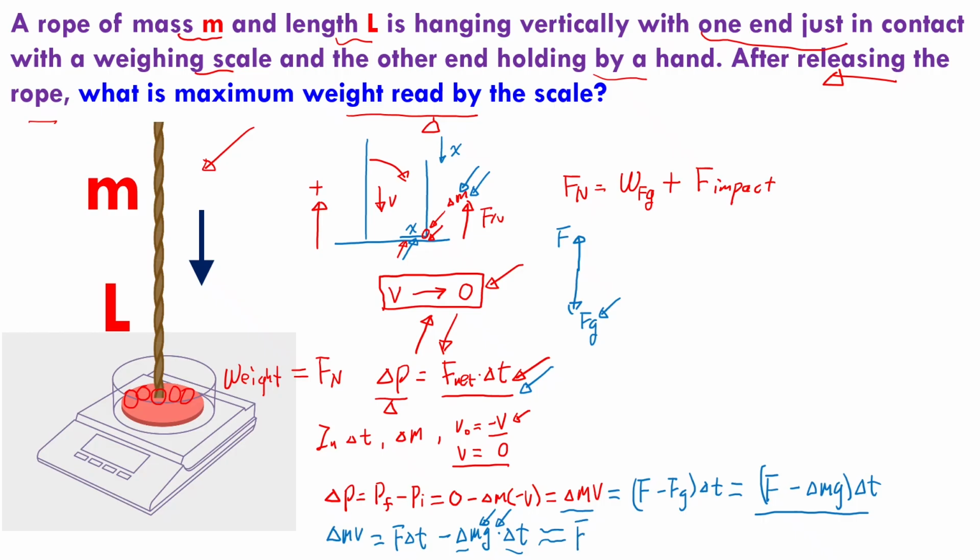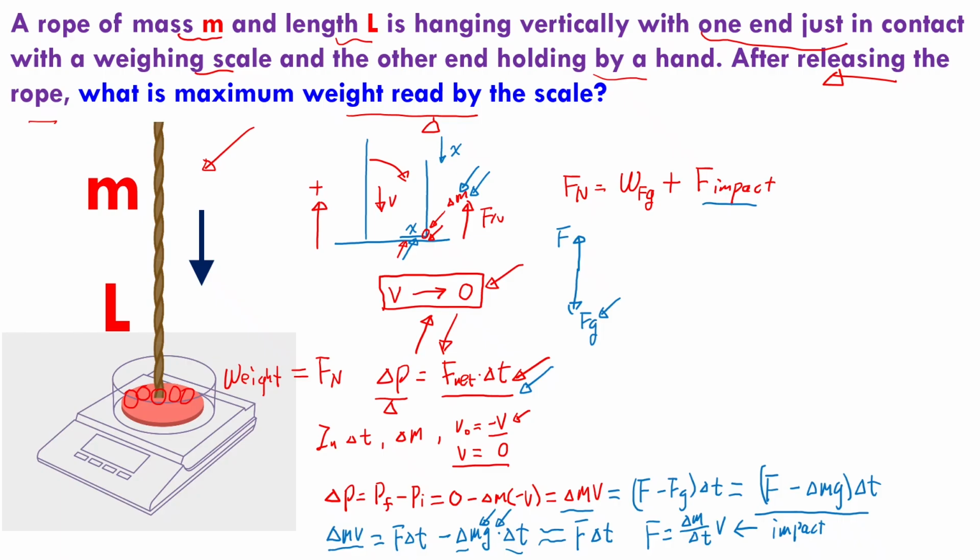So then we get F times delta t equals delta m times v. As a result, we can get our force equals delta m divided by delta t times v. So this is our impact force. So this force right here is our impact force.